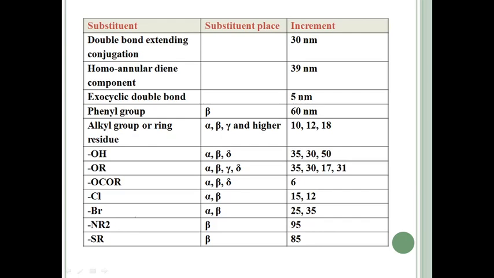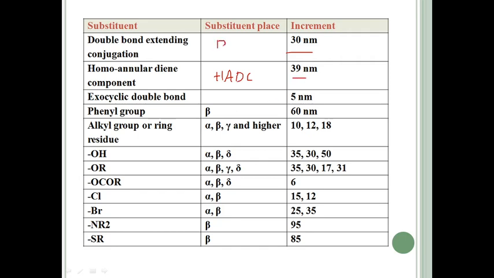Now let us see the substituents. Depending upon the place of the substituent we will give the increment. When a double bond is present extending the conjugation, then you have to provide a 30 nanometer increment. If a homoannular diene component is present, simply here I am writing homoannular diene component, so when HADC is present, then you have to give 39 nanometer.